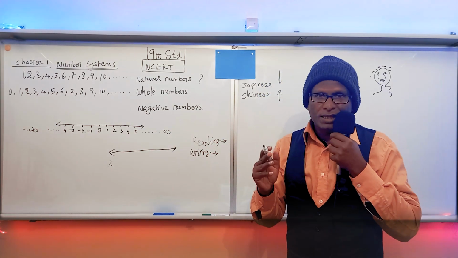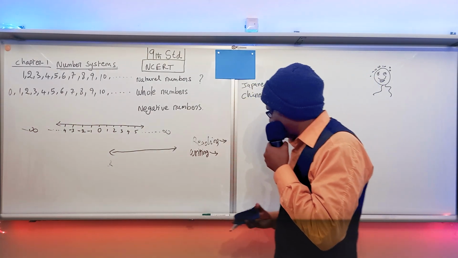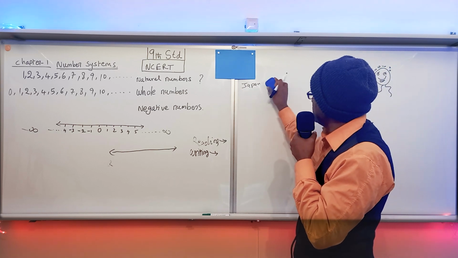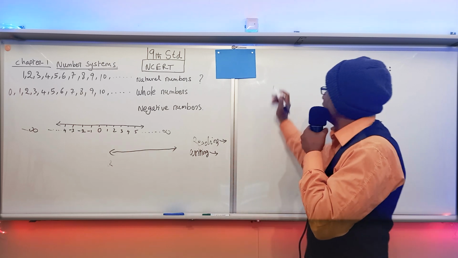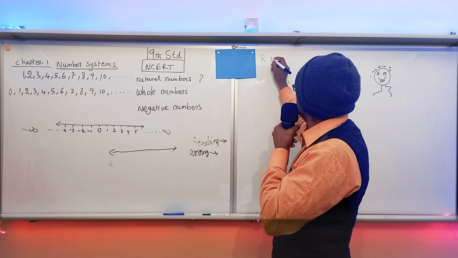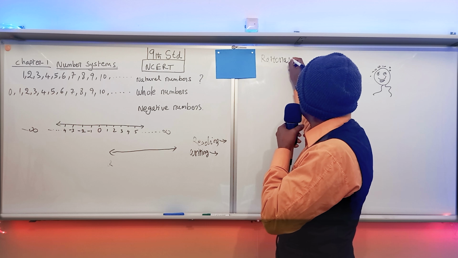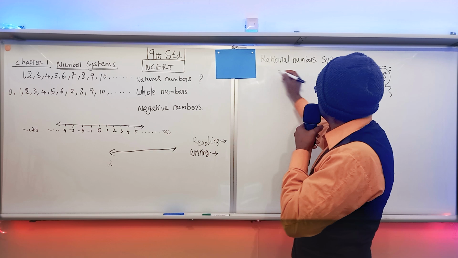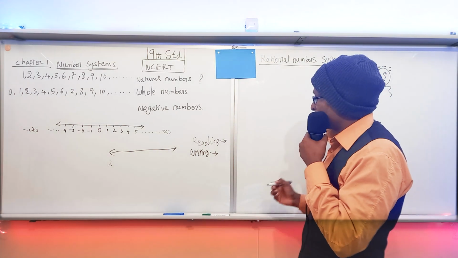And then came the idea. It's a big story, but I will tell you next time. Then came a very, very interesting concept in the number system. It's called rational numbers. Let me write here: rational number system.